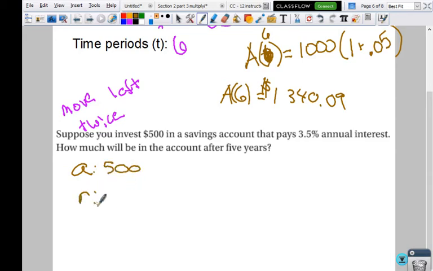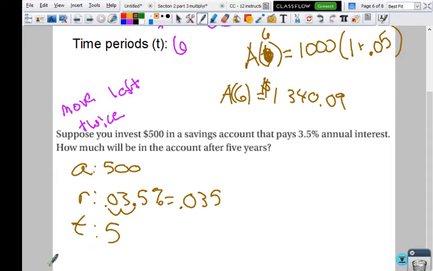Our rate is 3.5%, right? But we need to change that into a decimal. So I have to move my decimal left twice. 0.35, 0.035. So my decimal for R is 0.035. And then the last one, the amount of time. Here we need to be careful that it's not being sneaky. Since it's annual interest, that's once a year. Once a year for 5 years is just 5. So we have everything we need to calculate this.